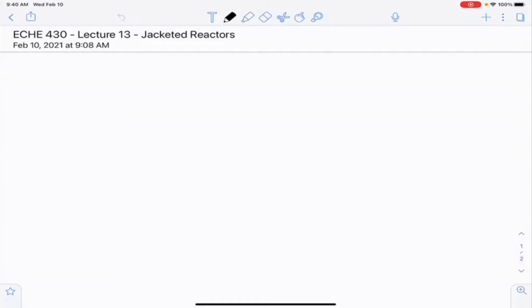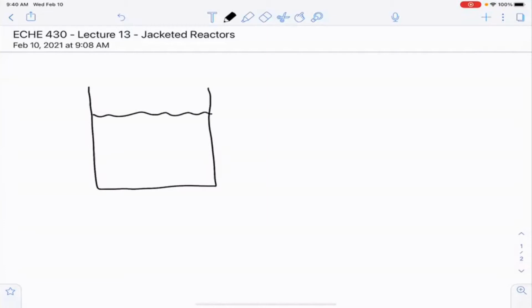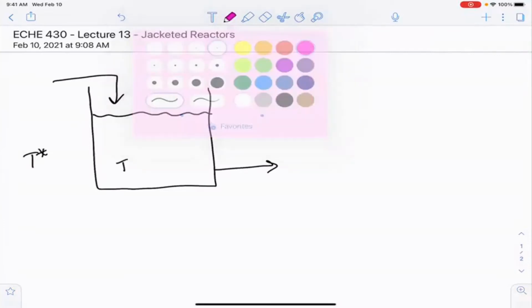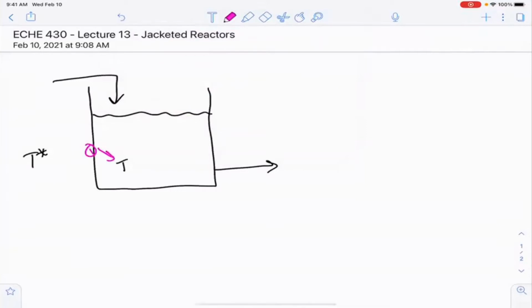One way to draw this might be that we have our reactor, or I guess I'll draw this as a CSTR. You have flow coming in, flow coming out, and the ambient is at some temperature T star, and the reactor wants to operate at some temperature T. Of course, some heat is going to be transferred between the ambient and the reactor. And sometimes that can have really important implications to a process.